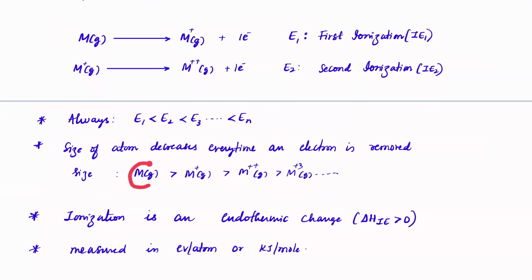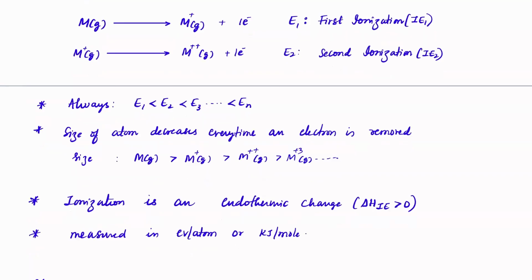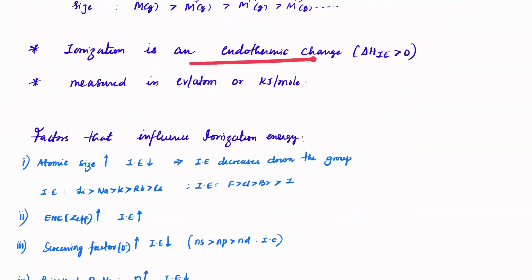The reason is simple. When it is in a neutral form, the size of the atom would be relatively bigger. As it starts getting positive charge, the size of the atom will become smaller and smaller. So, removing an electron from a small sized atom or ion becomes very, very challenging. Second thing, ionization is an endothermic change. That means energy is required. It is usually measured in electron volts per atom or kilojoules per mole.